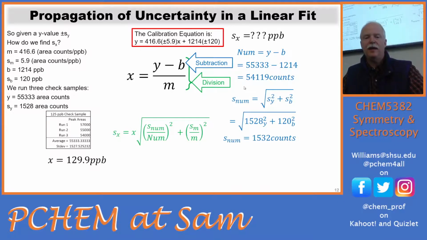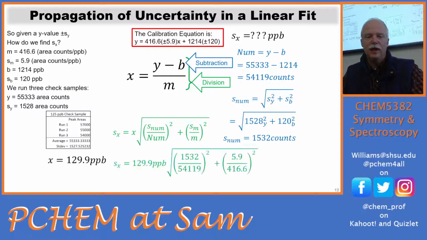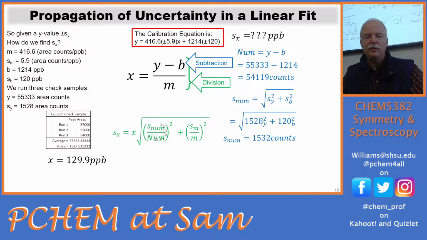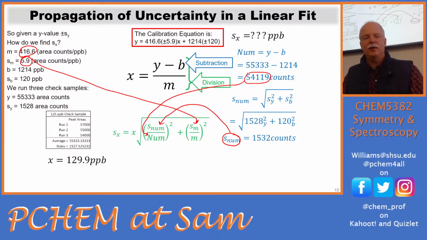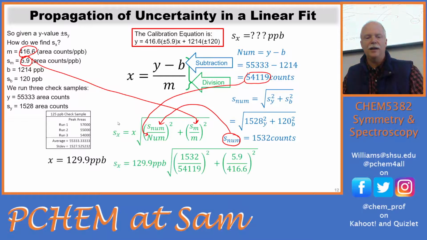Okay, we've already calculated x. And so this is the relative standard deviation for the numerator, S numerator over numerator. Here's S numerator here. This piece goes there. The value of the numerator goes here. And then this is Sm over m, which we get from the ANOVA analysis. We had Sm from the ANOVA and m from the ANOVA. Okay. Square those relative standard deviations, add them together, take the square root, and multiply by x, and we get our uncertainty in x.